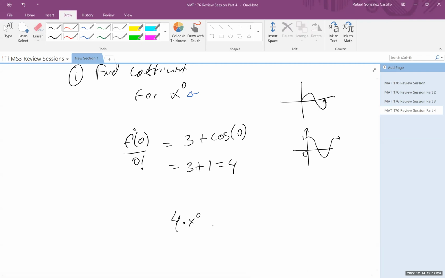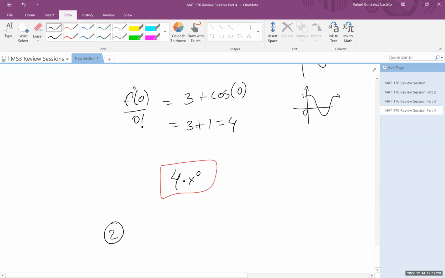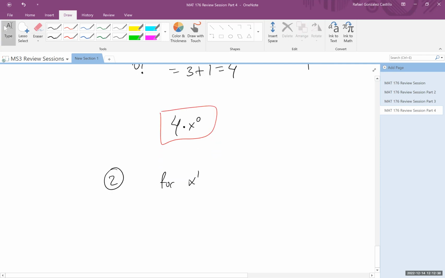Great, excellent. Let's move on to the second one. So to find the second coefficient, for x to the 1, we do the derivative. So first of all, what is f of x? f of x is 3 plus cosine of x. That was f of 0. We have to find f of 1. f of 1 is the first derivative, or f prime.